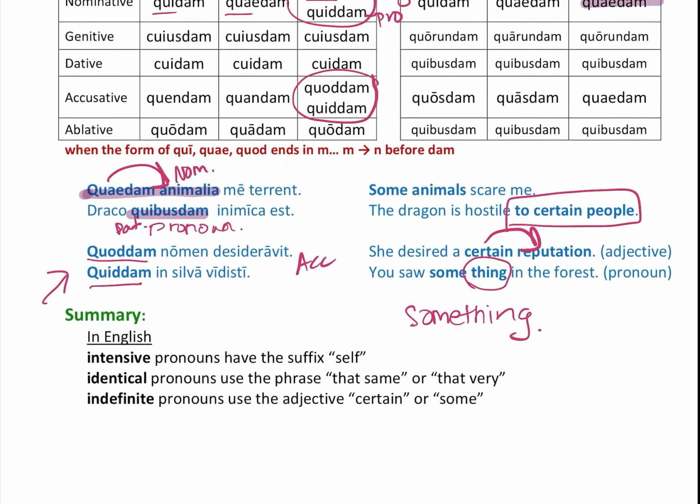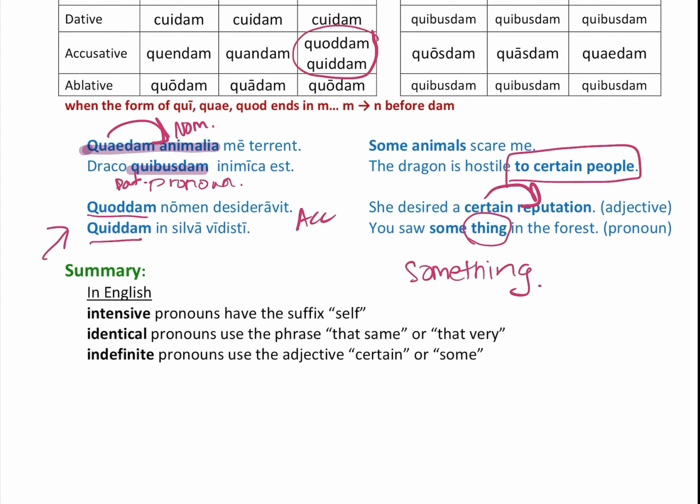All right, in summary, in English, how to tell the difference between intensive, identical, and indefinite pronouns. Intensive pronouns have the suffix self. Identical pronouns use the phrase that same or that very. Indefinite pronouns, which we just covered, use the adjective certain or some. So when you're looking in English and trying to figure out which one to use, those will be the clue for you. And that's it.